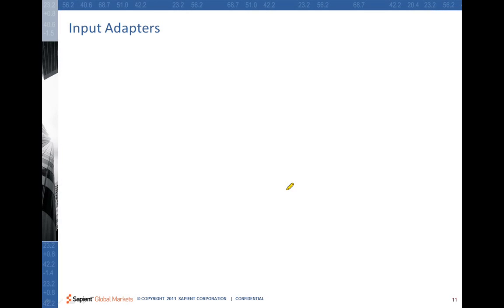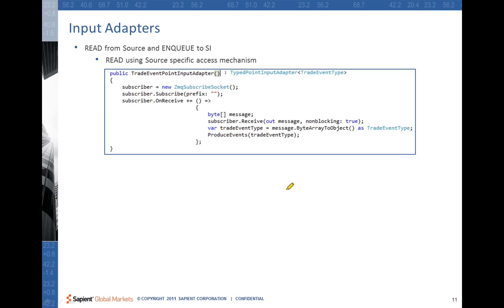So let's take a look at how to write an input adapter. An input adapter would read from a source and enqueue to StreamInsight. So points to note: this particular input adapter is actually deriving from a typed point input adapter.